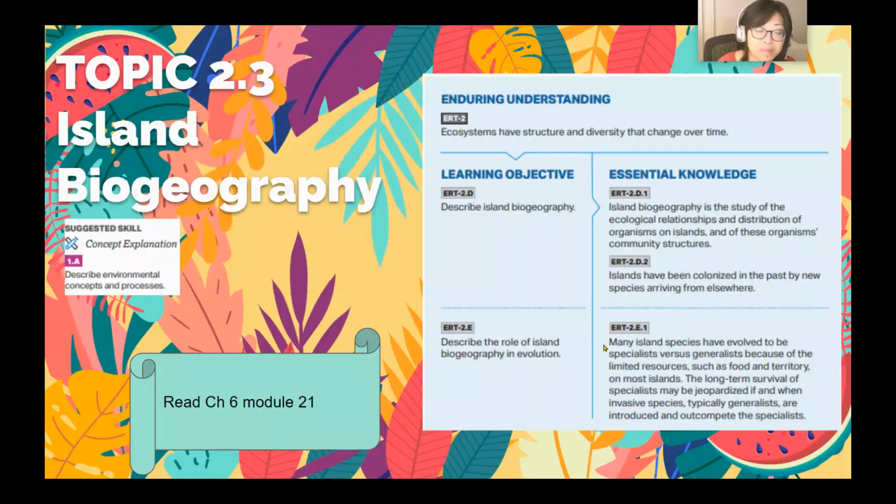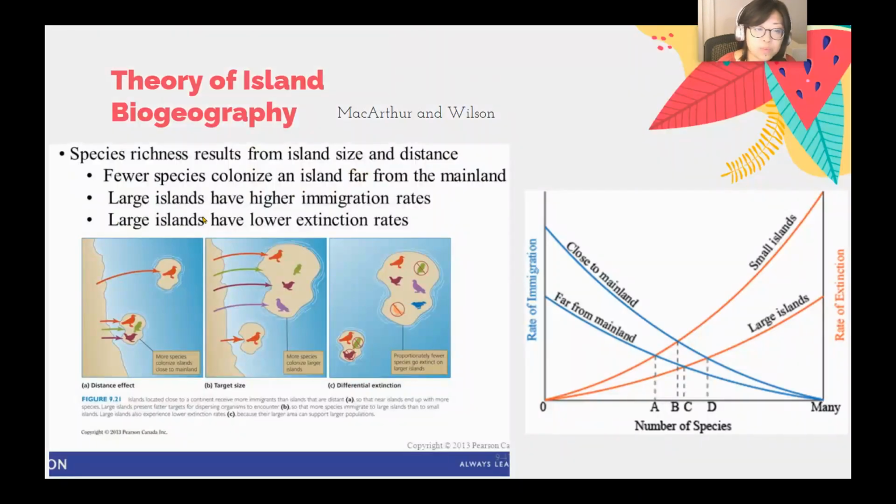Hi guys, welcome back. I want to talk about topic 2.3, island biogeography today. This is a concept that's tucked all the way at the end of chapter 6. It's a pretty simple idea, but it has a lot of implications in conservation and management and things like that. It was proposed by MacArthur and Wilson.